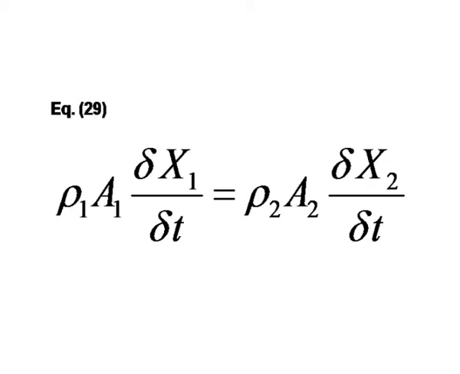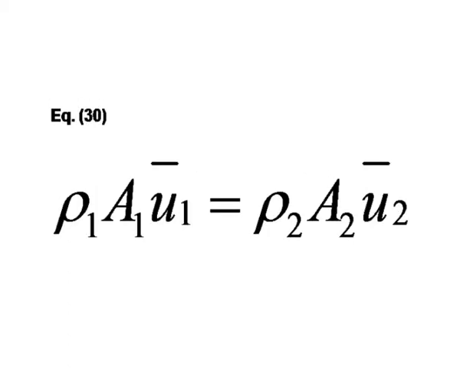If you put limit delta t tends to 0 on either side of equation 29, you arrive at rho 1 A1 u1 bar is equal to rho 2 A2 u2 bar, where u bar is the average velocity. So, u1 bar is equal to dx1 by dt, and u2 bar is equal to dx2 by dt. This equation 30 is known as the equation of continuity.